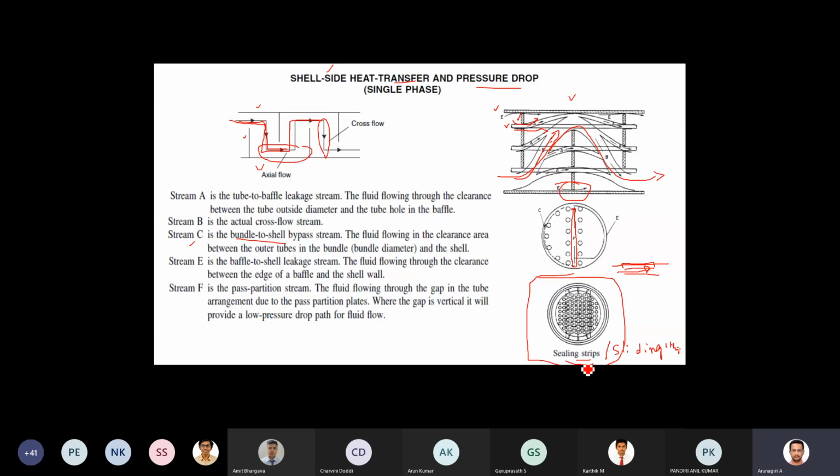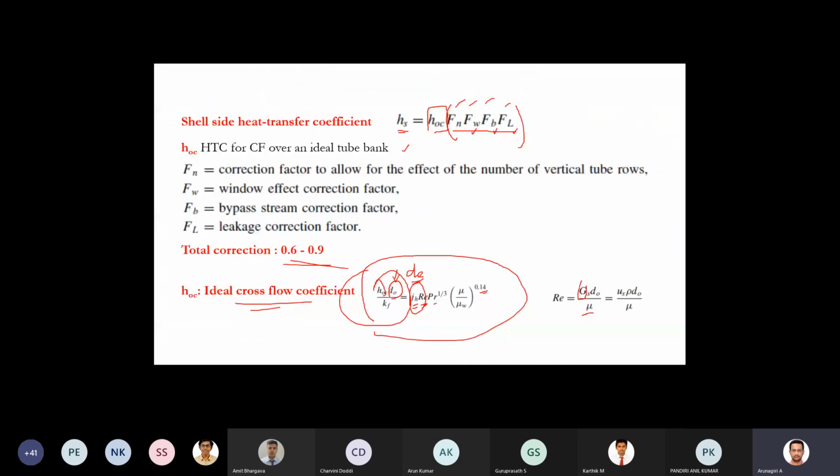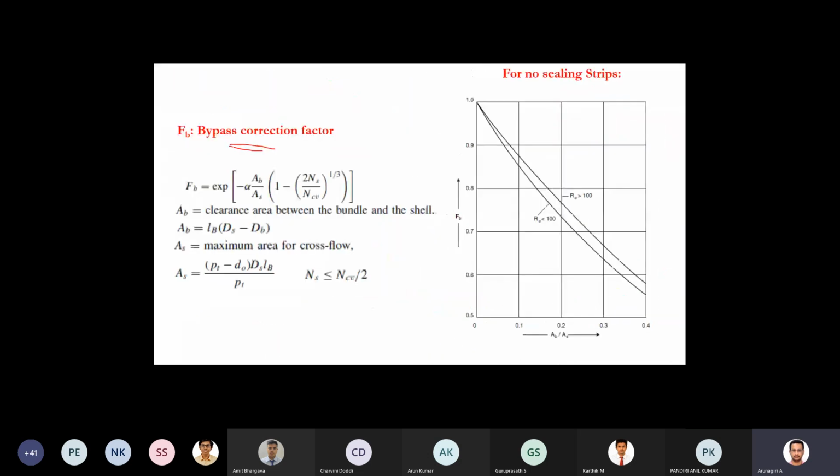That is one part. Another thing is that this will divert the flow of shell side fluid over the tube bank. So here you have to fix the sealing strips and sliding strips at this portion in the cross sectional area. Okay. So that's the idea of the sealing strips. So the bypass area mainly concerns the clearance area between the bundle and shell. Okay. So this is the expression used to calculate the bypass correction factor.